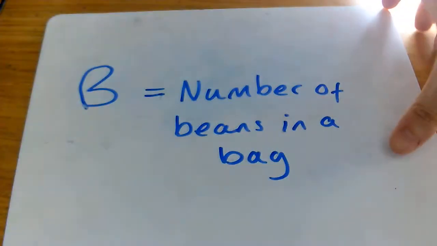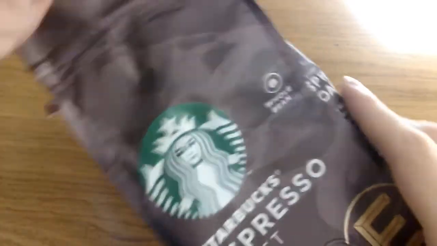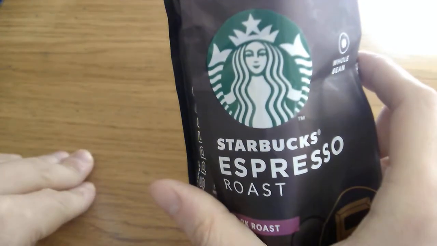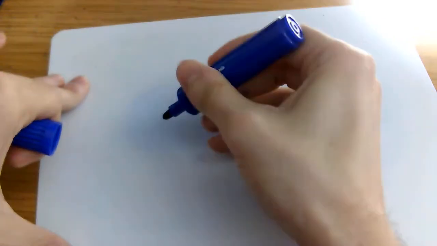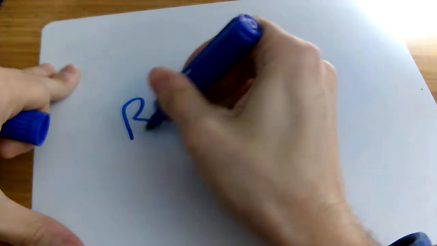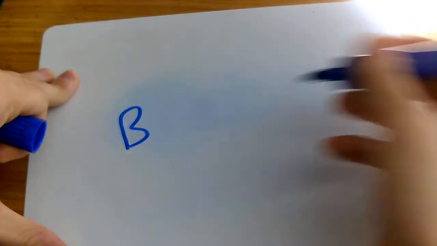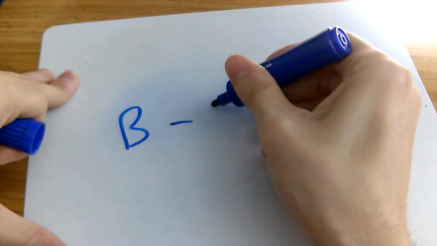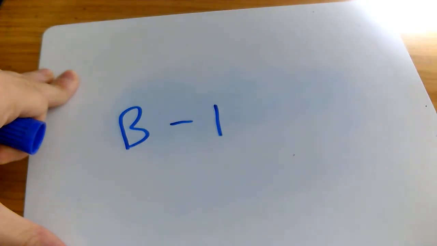Okay, so what if I was going to get the beans, go in here, take one of them out. There it is. How many's left in the bag? Right, well, I don't know the exact answer, but I can write something down using algebra. So the original amount was B, and I took one away. So the amount in the bag now is B subtract 1.